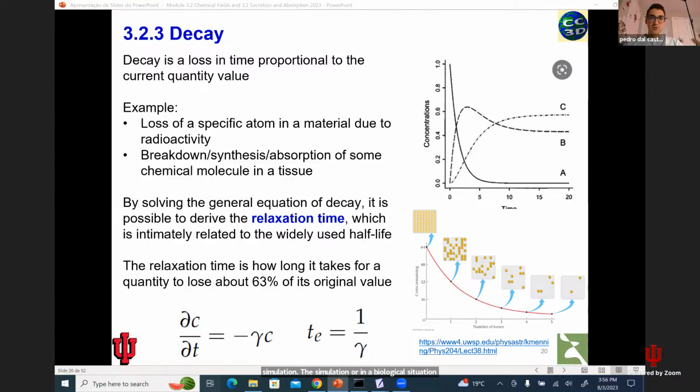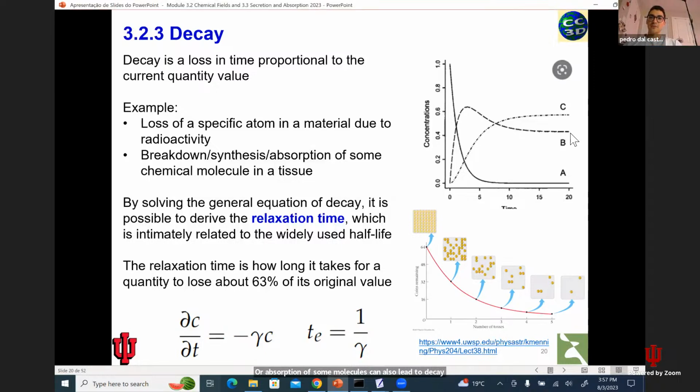But decay is a much more general concept. Decay is often used in, for example, radioactivity. For example, carbon-14 decays, and you can measure the date of something with the level of decay in the sample. And obviously in chemistry, synthesis of some molecules or absorption of some molecules can also lead to decay.